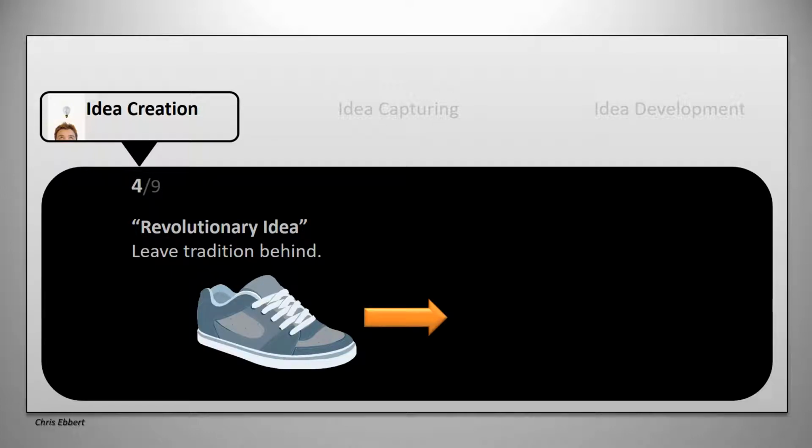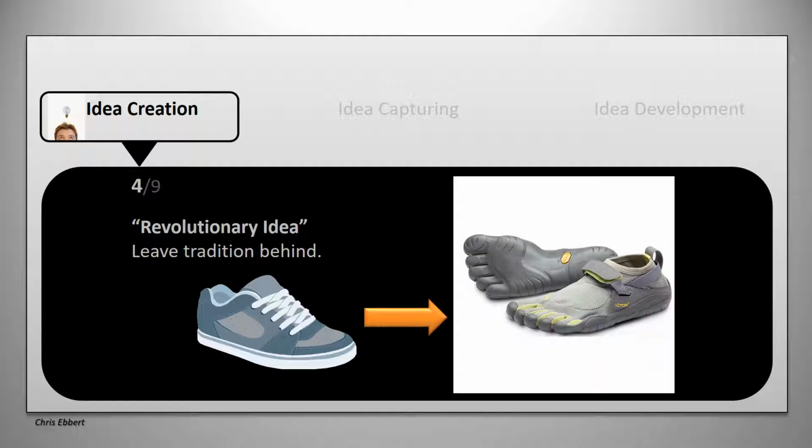Sometimes you may have that revolutionary idea that leaves tradition behind. And as an example, I would like to show you the shoe. To be more specific, this kind of shoe. We always assume that a shoe contains all your toes. But why not have a shoe where each toe has a separate compartment? That is quite revolutionary in its own right.